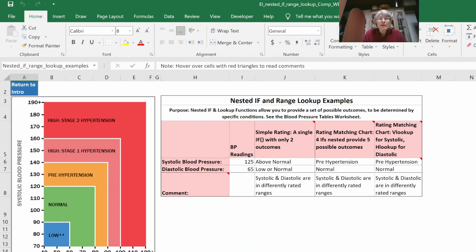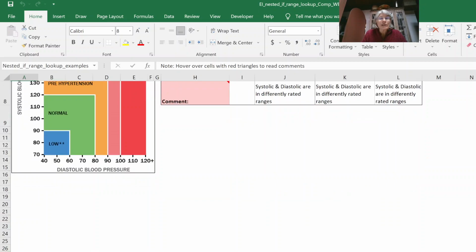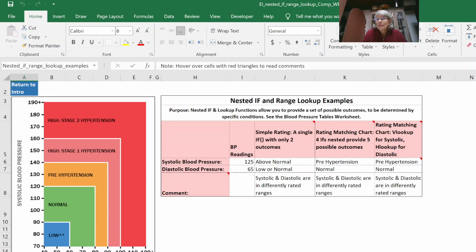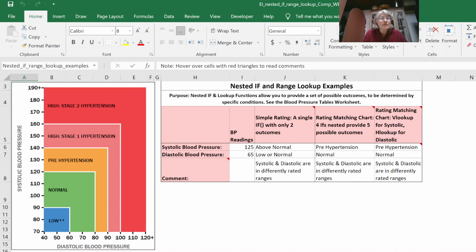And first thing, I want to just explain what we're seeing here. I'm trying to adjust the page so that you see everything that I want you to see. We've got an illustration of stages of blood pressure readings, both the systolic blood pressure on the y-axis and the diastolic blood pressure on the x-axis.